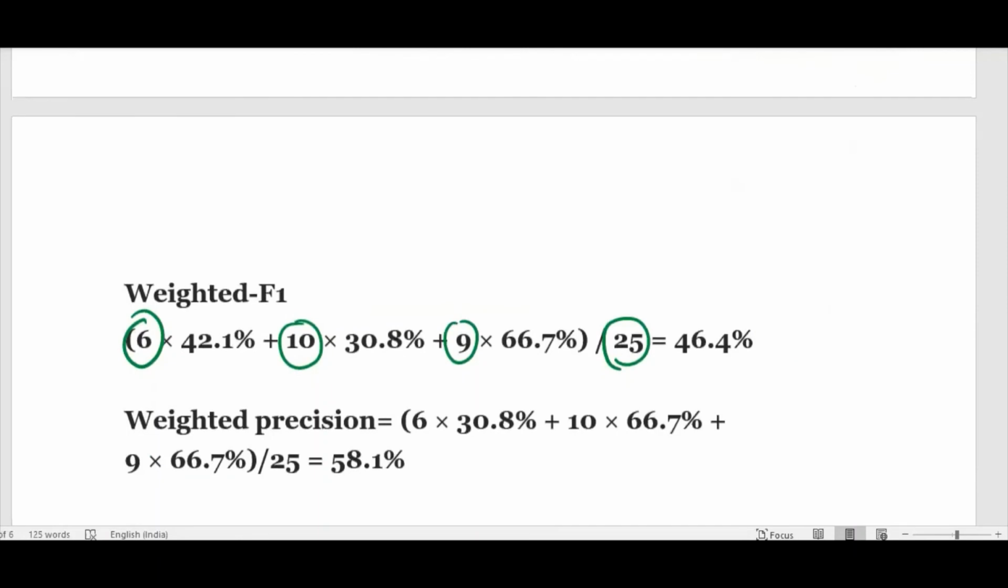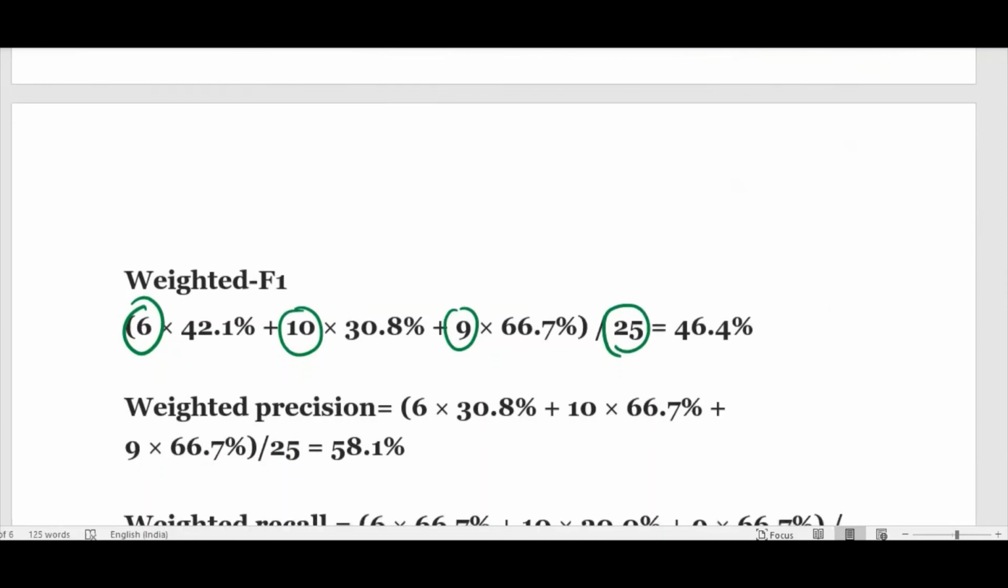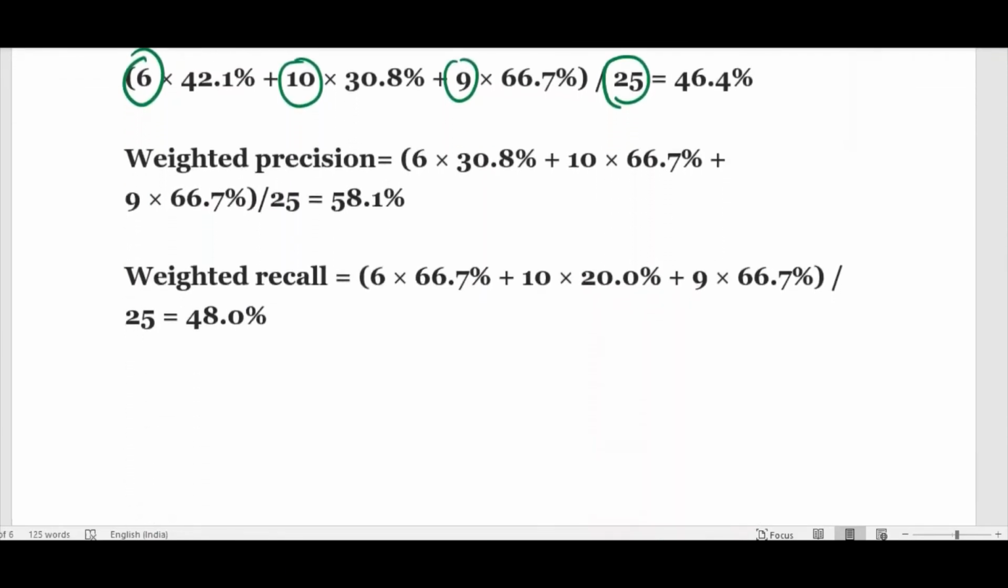Here we have not picked equal numbers, so whatever number of apples, oranges and lemons you picked, that way you have to find. That is weighted average, 46.4%. That is simple average, that's all. Weighted precision, weighted recall.